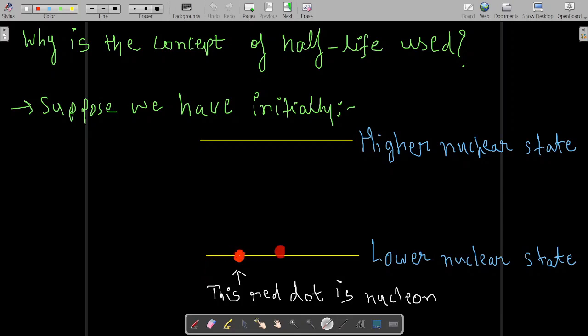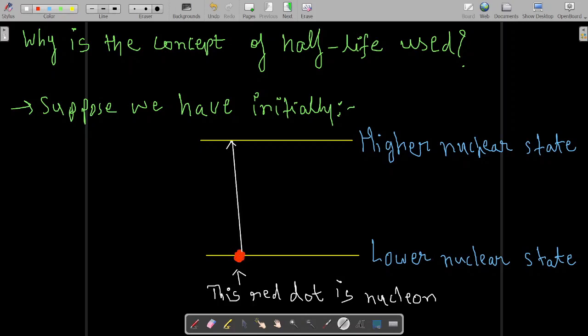Now this is suppose your lower nuclear state which we have with us, and this red dot is a nucleon. This particular line shows the lower nuclear state, and suppose we have a higher nuclear state like this. Now what happens is that this nucleon which resides over here jumps and goes over here.